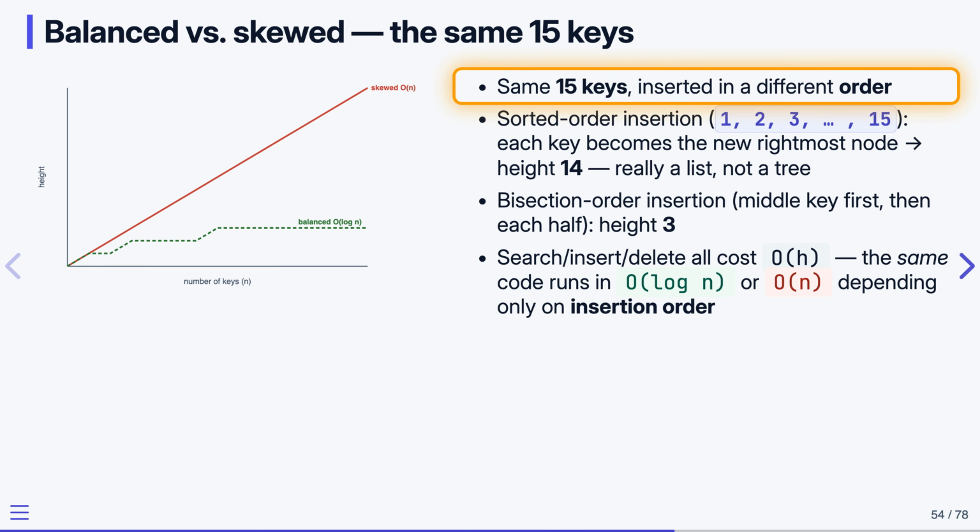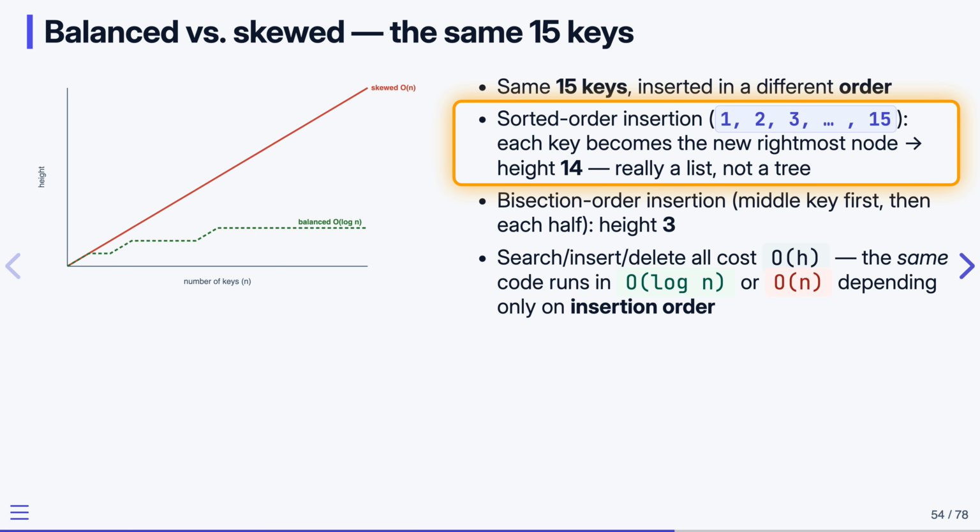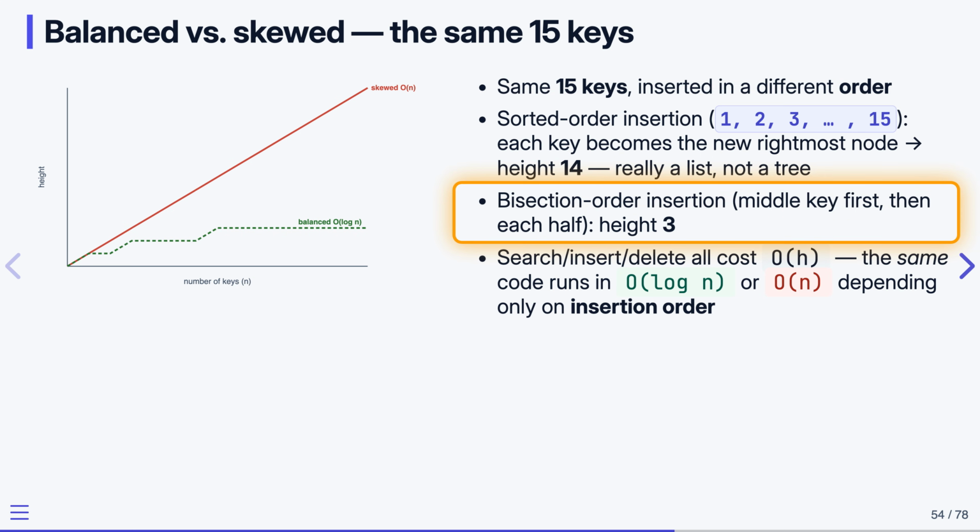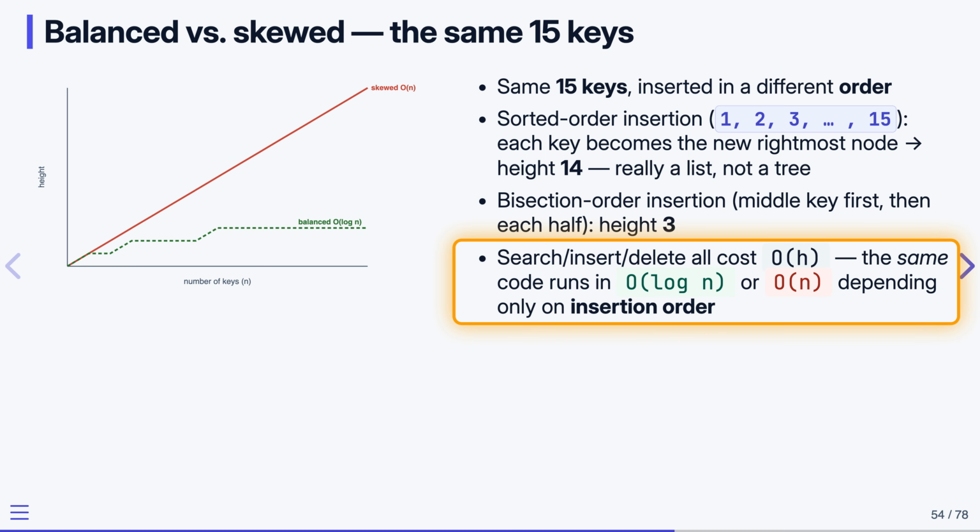The surprise is this: both trees hold the same 15 keys, only the insertion order is different. If we insert in sorted order 1, 2, 3 up to 15, each key becomes the new rightmost node. The height reaches 14. That is really a list, not a tree. If instead we insert the middle key first, then each half, the height is only 3. The same keys, a much shorter tree. Search, insert, and delete all cost big O of h, so the very same code runs in big O of log n or in big O of n, depending only on the insertion order.